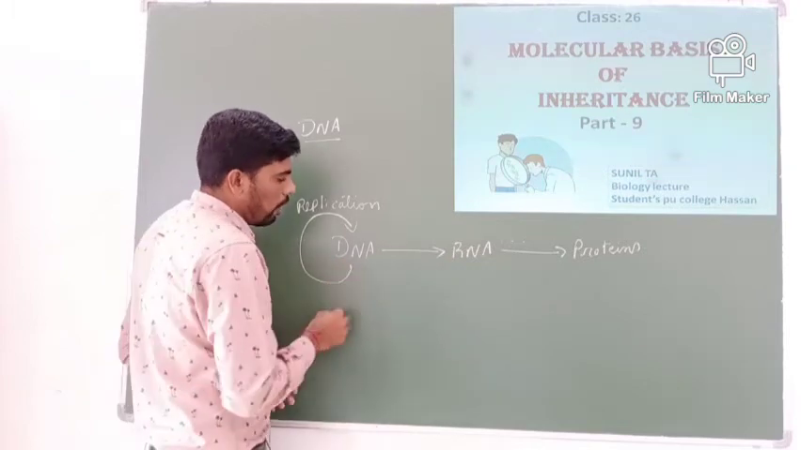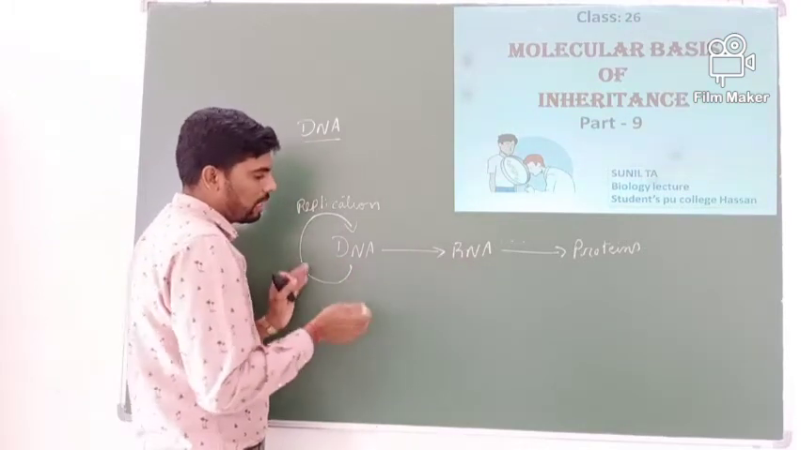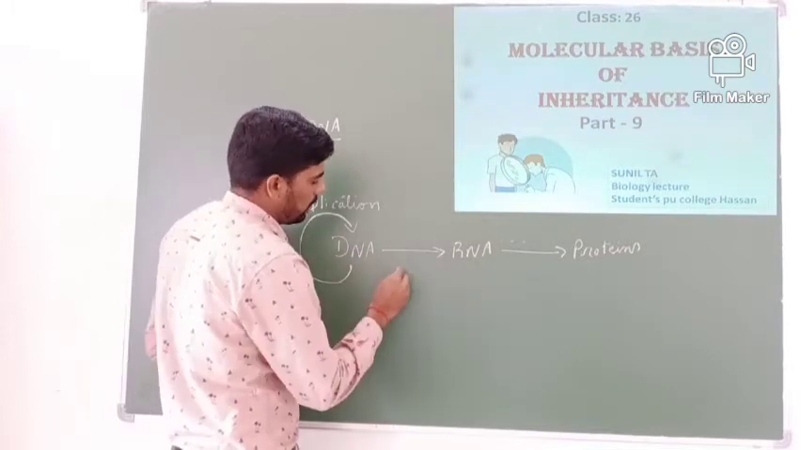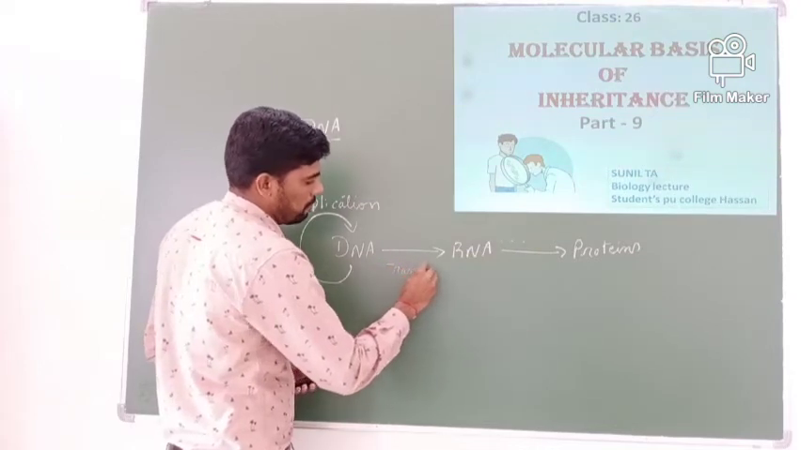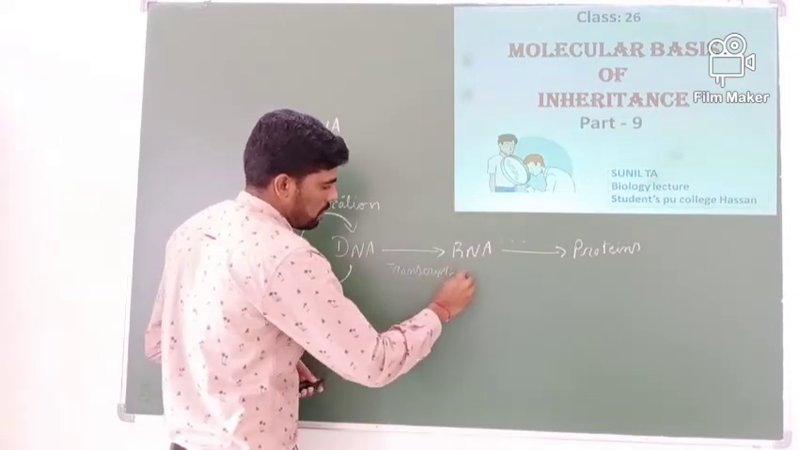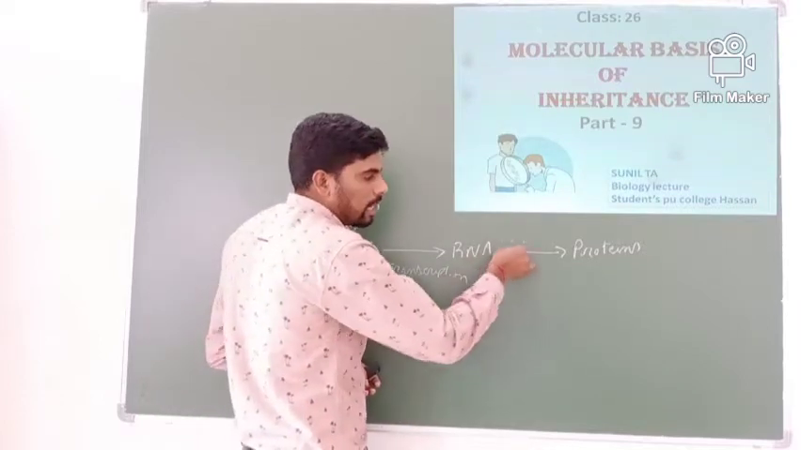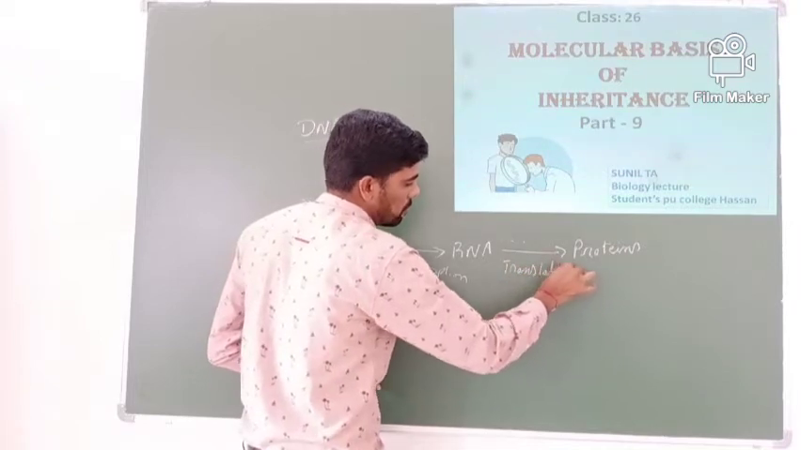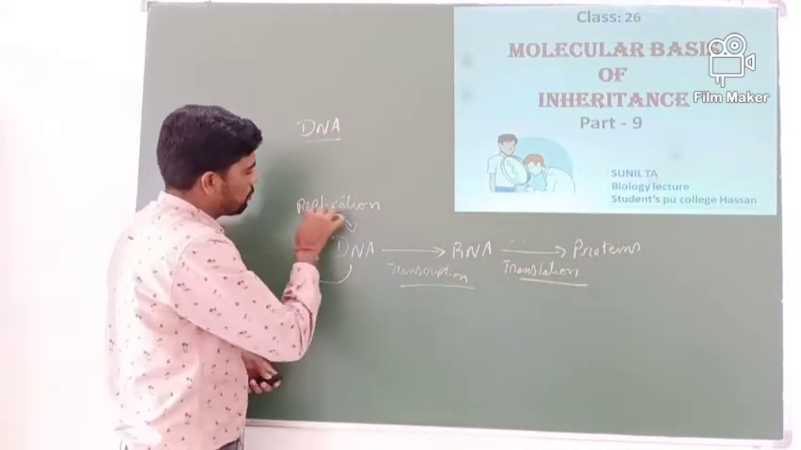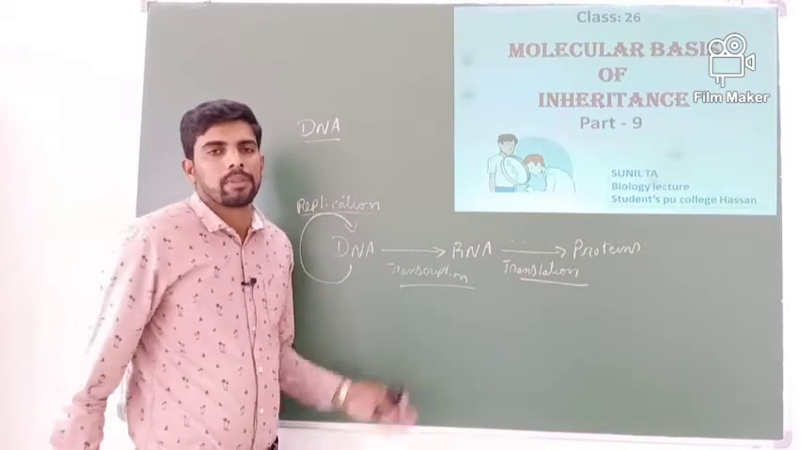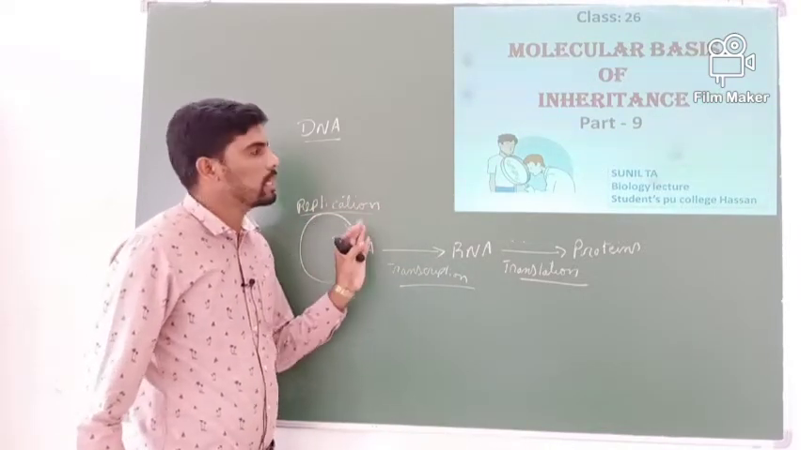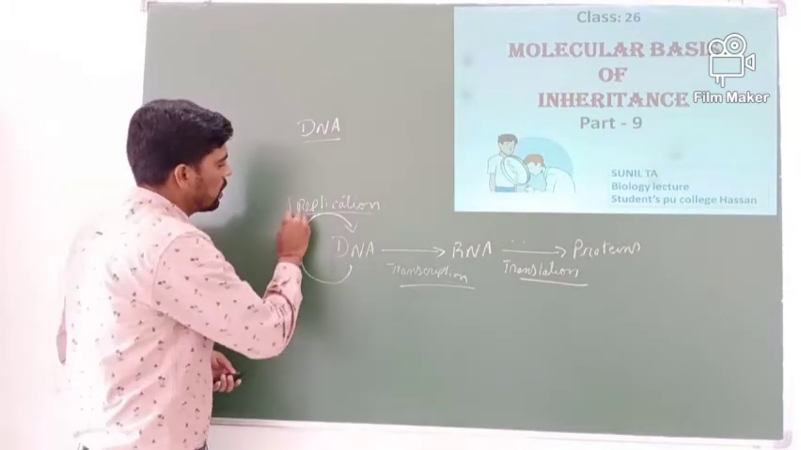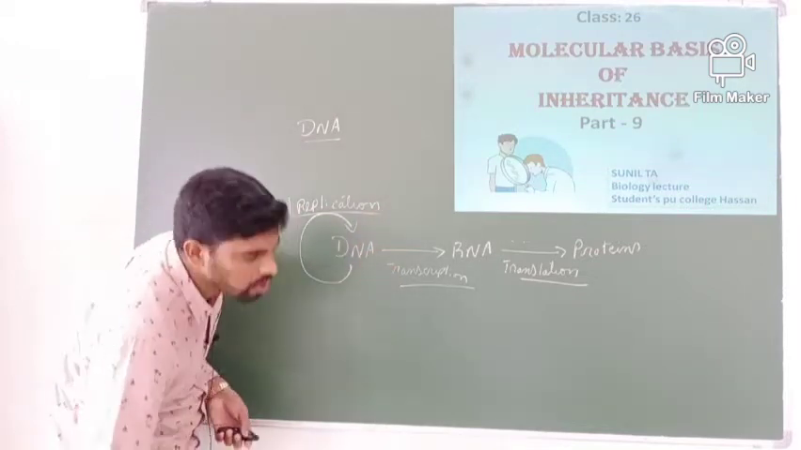When DNA produces RNA, that is, when the information present in DNA is transferred into RNA, the process is called transcription. And RNA directly codes for protein through the translation process. Translation, transcription and replication are the 3 basic events that occur in the molecular basis of inheritance. In today's class, I will discuss the first event, replication.